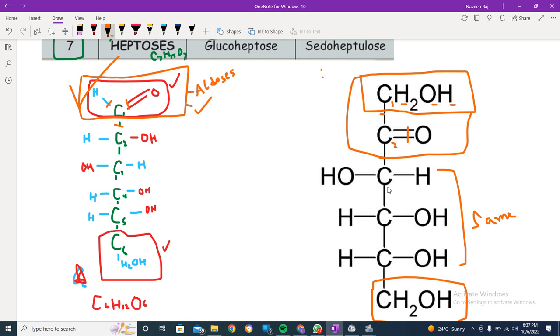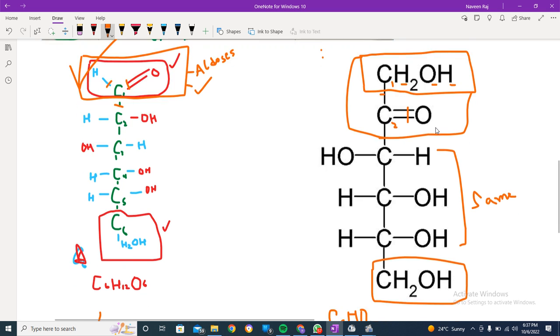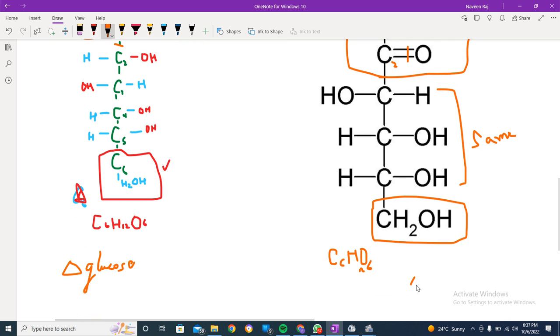But there can be differences in this as well, but you need to look into carbon first. If the double oxygen bond is on the second carbon, this is a ketone, and the first one is the aldose. This ketone is now known as fructose.